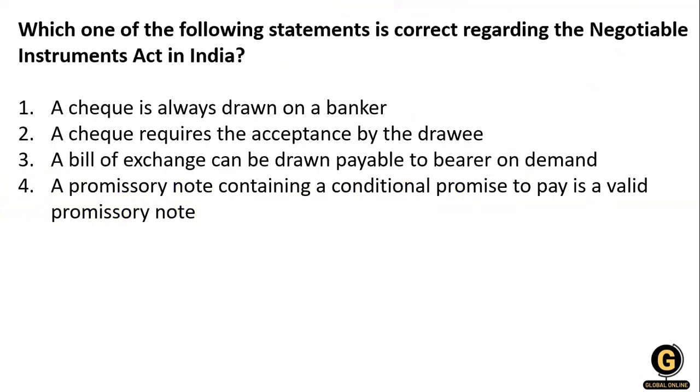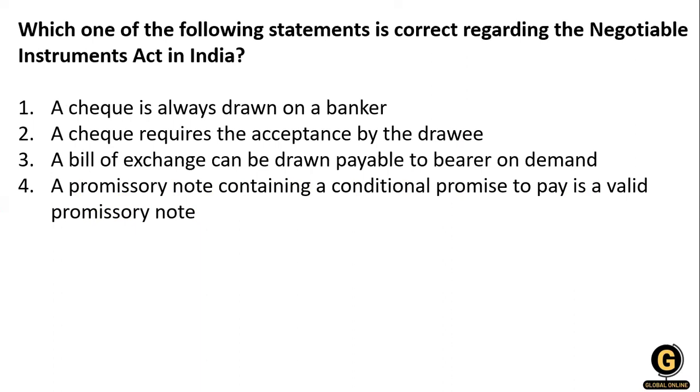Clear. Next question. Which one of the following statements is correct regarding the Negotiable Instruments Act? First statement, a check is always drawn on a banker. Second, a check is required to be accepted by the drawee. Third, a bill of exchange can be drawn payable to the bearer on demand. Fourth, a promissory note contains a conditional promise to pay. So what is correct for the Negotiable Instruments Act?